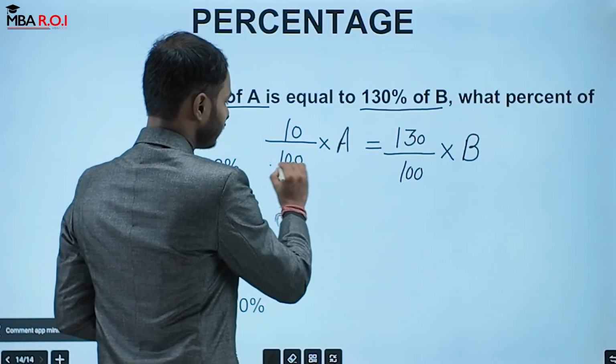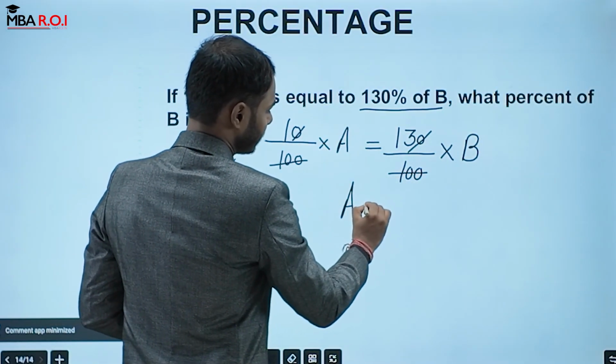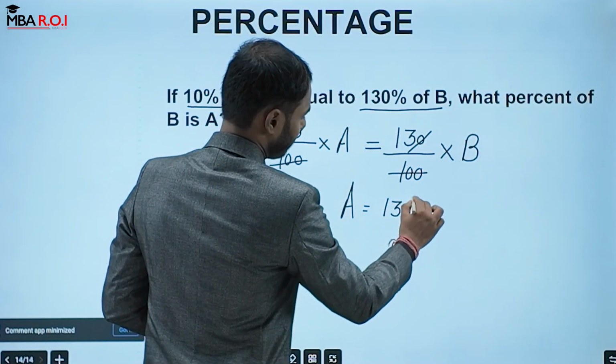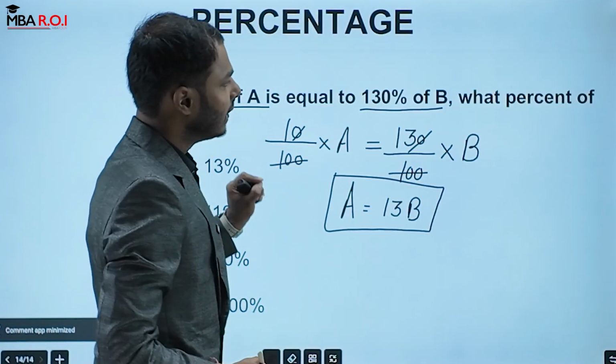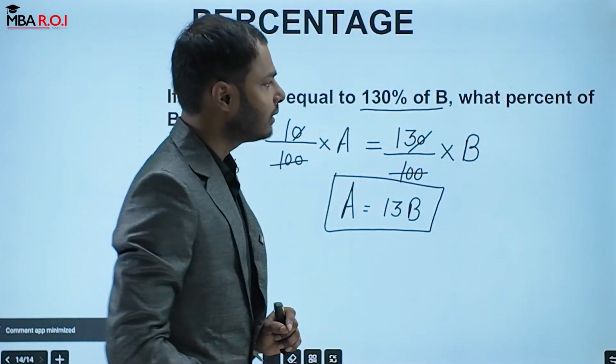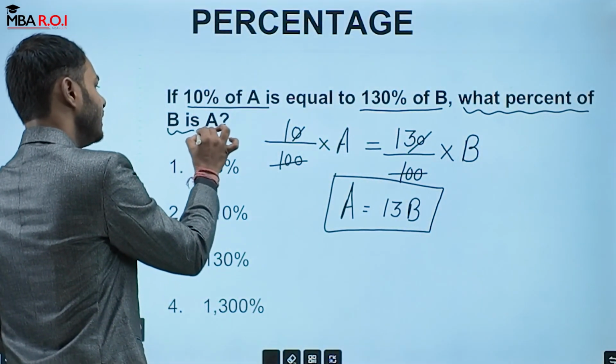So we can simplify this first of all. So what I'll get? I will get A equals 13B. So this is one relation that I have. Now let's read the question ahead. The question says, what percent of B is A?